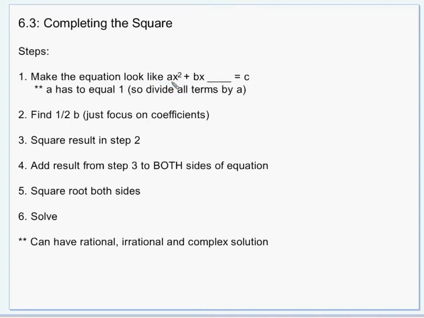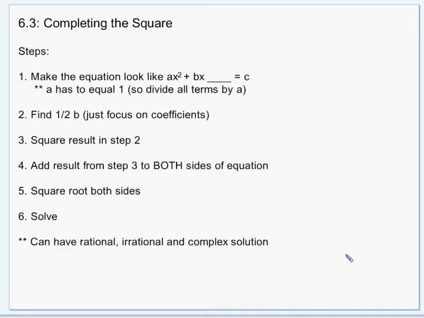Now the only thing about this one is that your a has to always equal 1. So if it equals anything else, you would divide every single term by whatever a is. Then you're going to take half of b. So whatever the coefficient of your b is, you're going to divide it by 2, and then you're going to square it. Whatever your result is, you're going to add it to both sides, and that's where that blank comes in over here. When you have that, you're going to drop down to your binomial, because it will become a perfect binomial, and you're going to square root both sides, and then you'll solve.